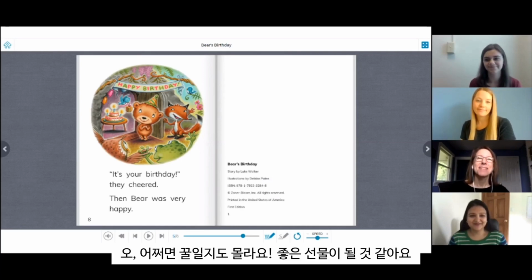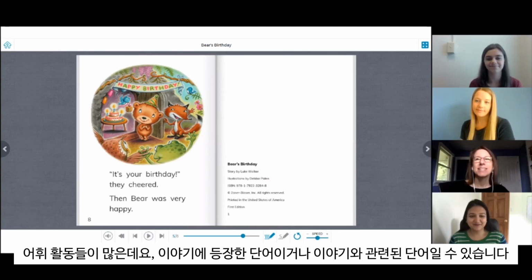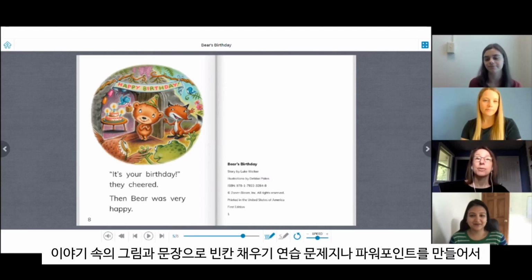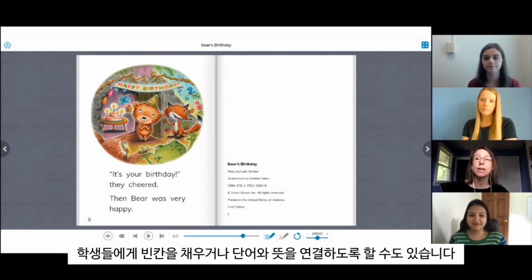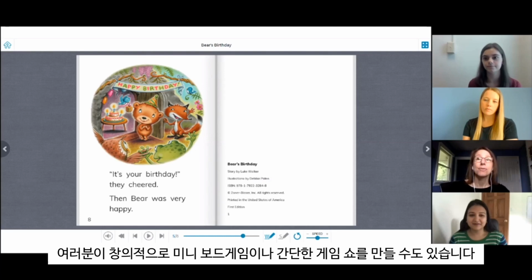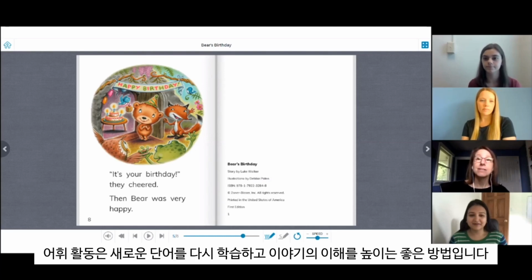Great. So teachers, there are lots of activities to do with vocabulary, whether they're words directly from the story or words, again, related to the story. You can create simple fill-in-the-blank worksheets or virtual ones using PowerPoint with images and sentences from the story, asking students to fill in the blank or do a match the word to its definition. You can get creative and create a mini game board or a little game show. But vocabulary activities are great ways to reinforce new words and enhance the comprehension of the story.